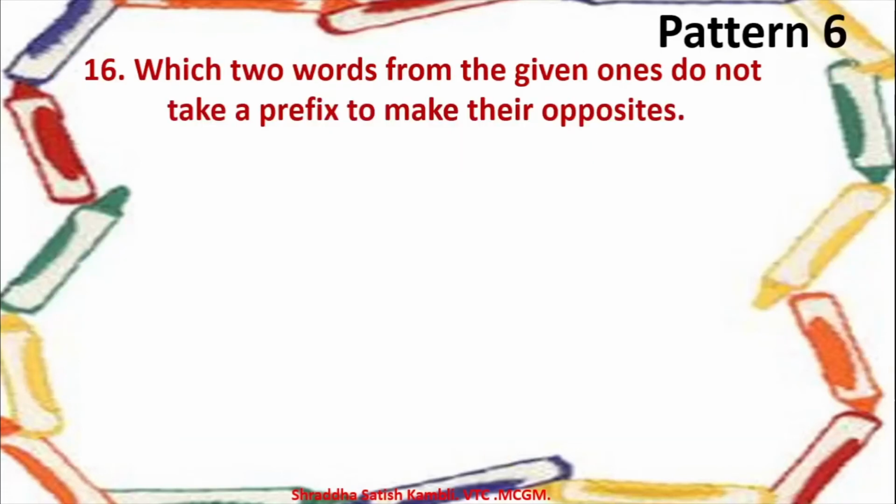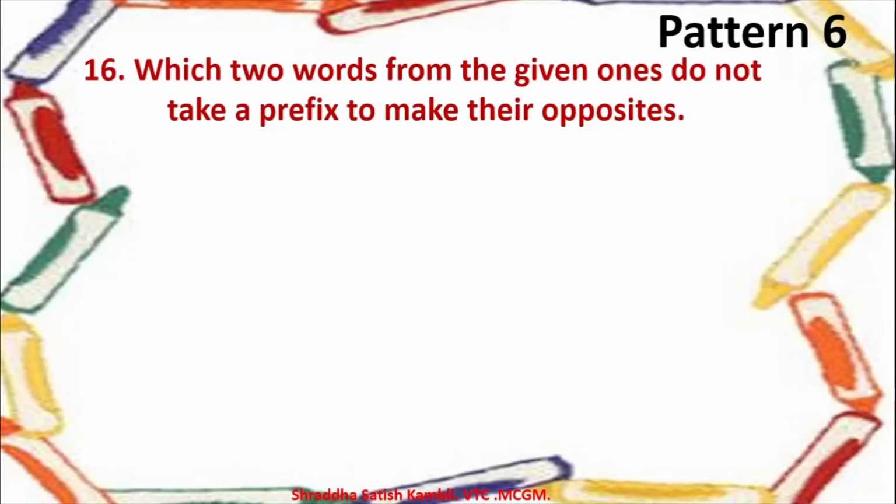Let's move on to pattern 6. Which two words from the given ones do not take a prefix to make their opposites? Do not take a prefix. So you have to find out two words which will make pure antonyms. They do not take a prefix. So see, the concept is simple. The way the questions are given in a twisted manner, that is difficult.